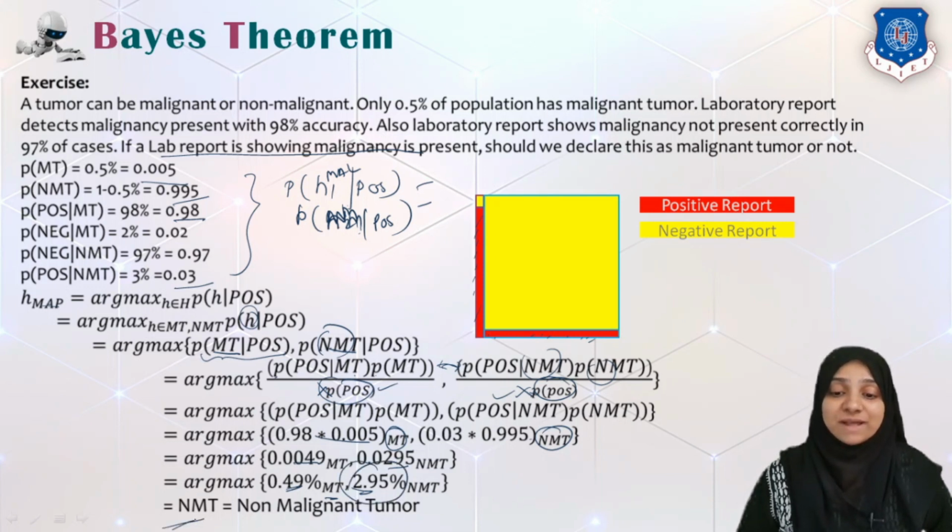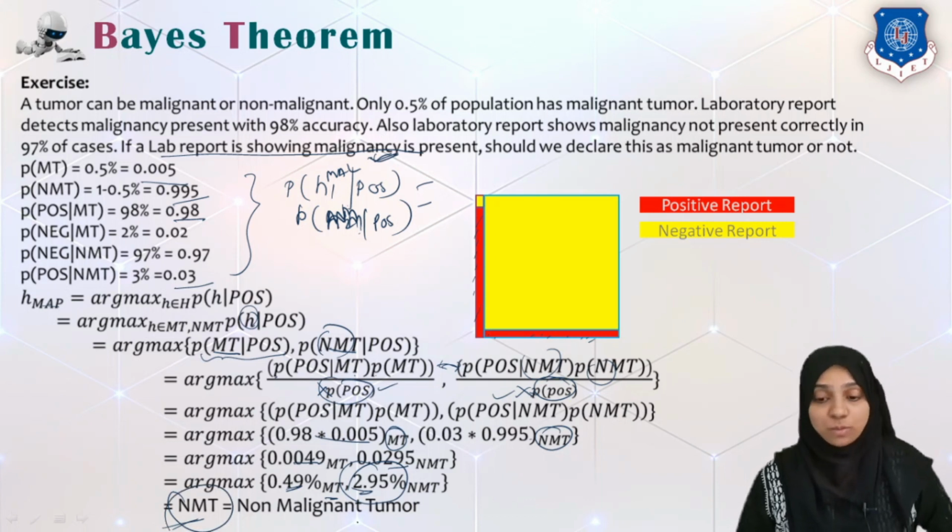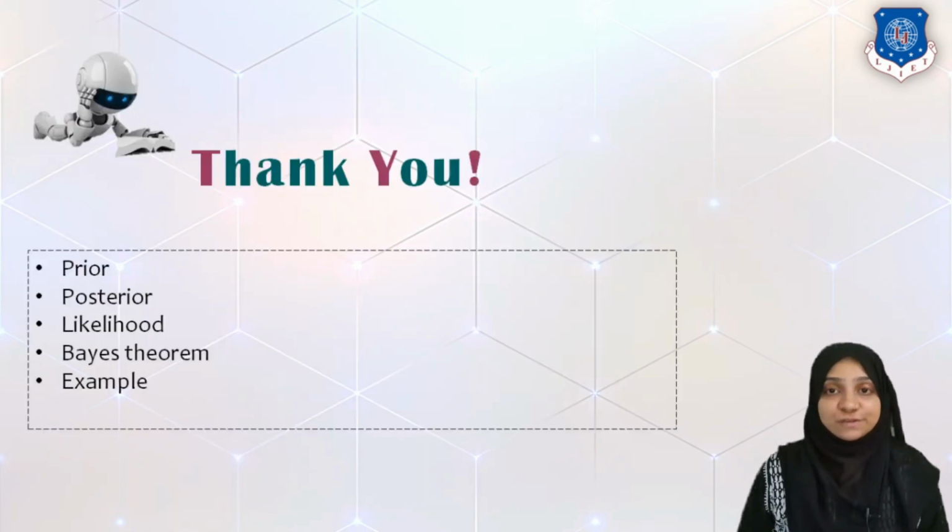So our maximum argument is that the hypothesis will support that even though the lab report is showing malignancy is present, it is a non-malignant tumor. So this is our final answer. So this is all for today. In this video, we have tried to cover Bayes theorem with two different examples.